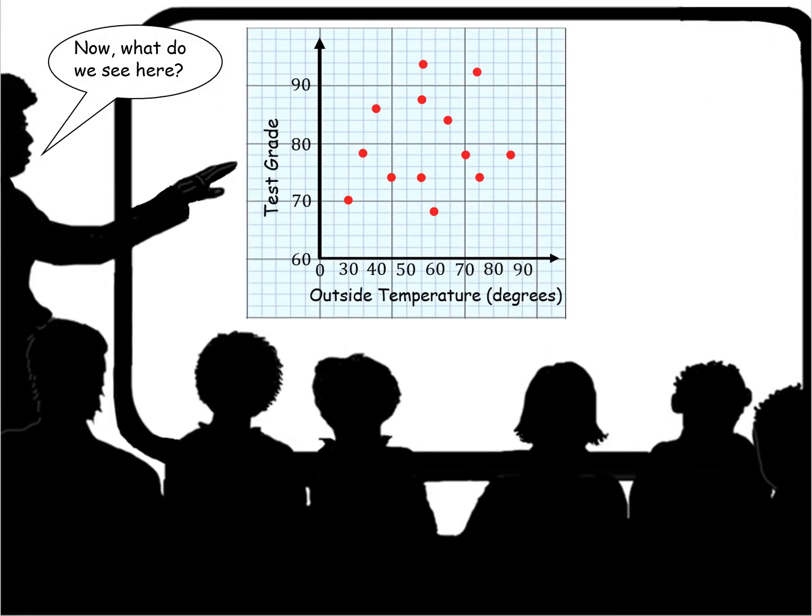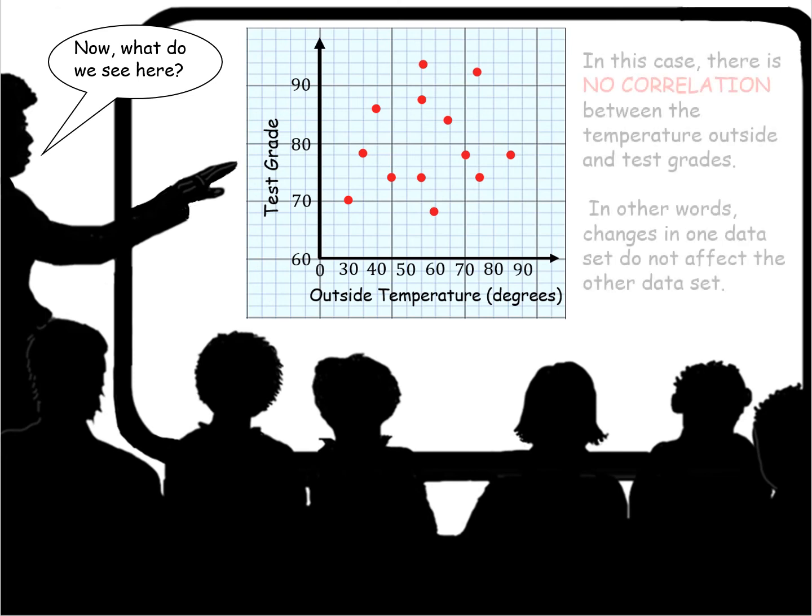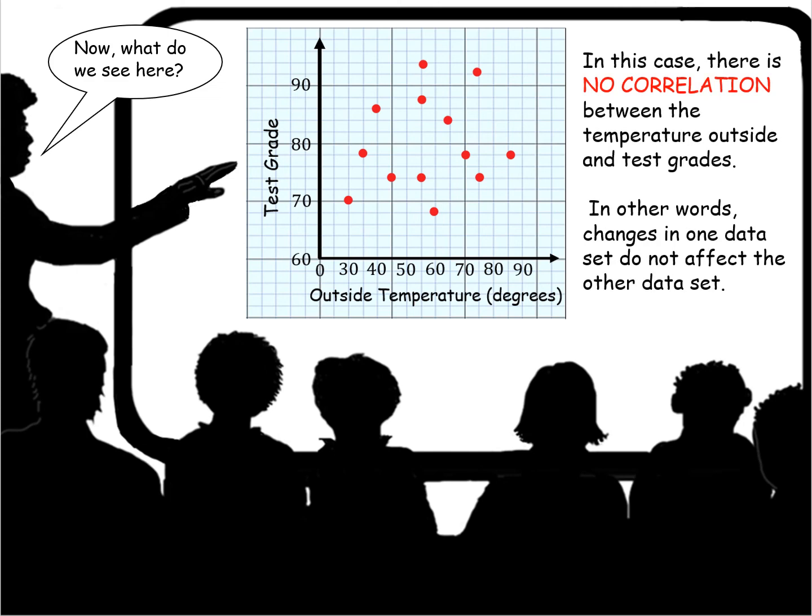Now what do we see here? We have a lot of data points. We're looking at the outside temperature in relation to test grades, how students do on a test. Does there seem to be a relationship? Well, if I were to draw and say this was positive, that's really not very good because as y increases, the outside temperature is certainly not increasing. These points are really scattered all over the place.